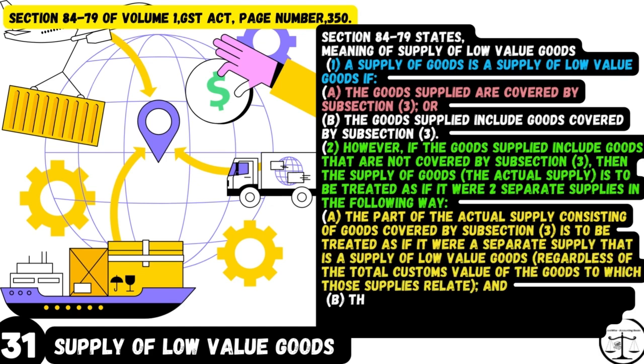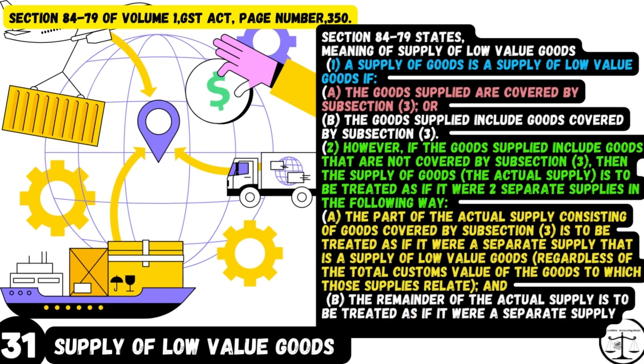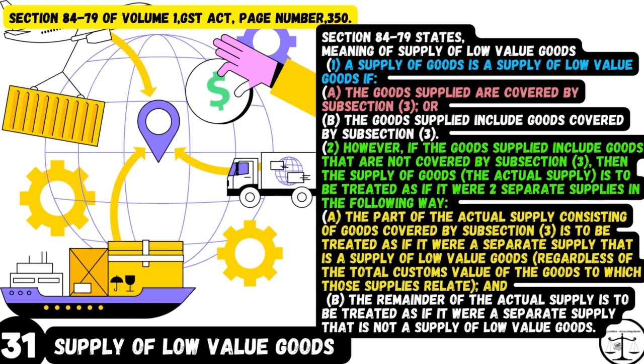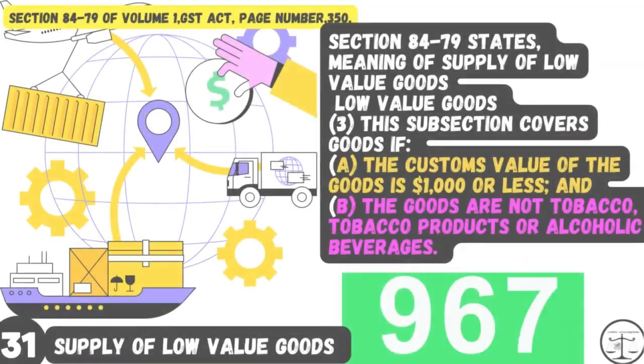2. However, if the goods supplied include goods that are not covered by subsection 3, then the supply of goods, the actual supply, is to be treated as if it were two separate supplies in the following way. a. The part of the actual supply consisting of goods covered by subsection 3 is to be treated as if it were a separate supply, that is, a supply of low-value goods, regardless of the total customs value of the goods to which those supplies relate. And b. The remainder of the actual supply is to be treated as if it were a separate supply that is not a supply of low-value goods.